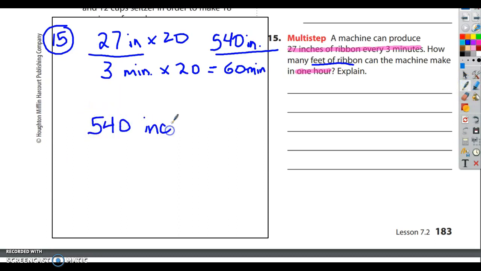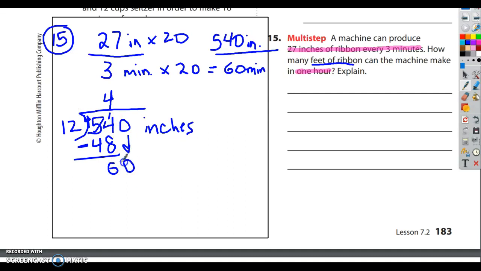So how do I convert from inches to feet? Well, I need to divide because there's 12 inches in a foot. So 540 inches is equal to how many feet? I need to divide by 12. And then I'll get the answer. 12 goes into 54 4 times. 4 times 12 is 48. 54 minus 48 is 6, and I bring down the 0. 12 goes into 60 5 times. 5 times 12 is 60. And you get 0, you get 45 feet.